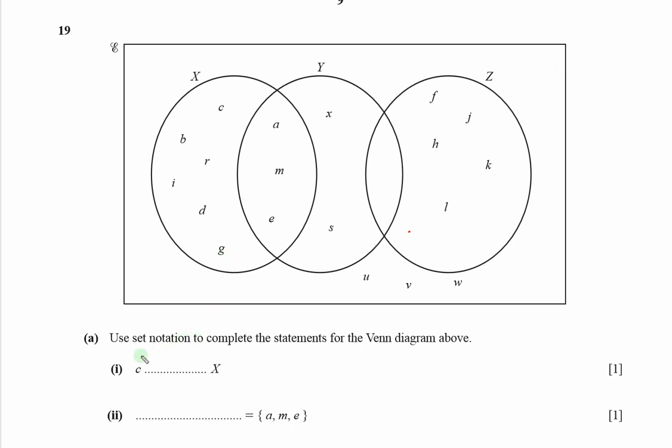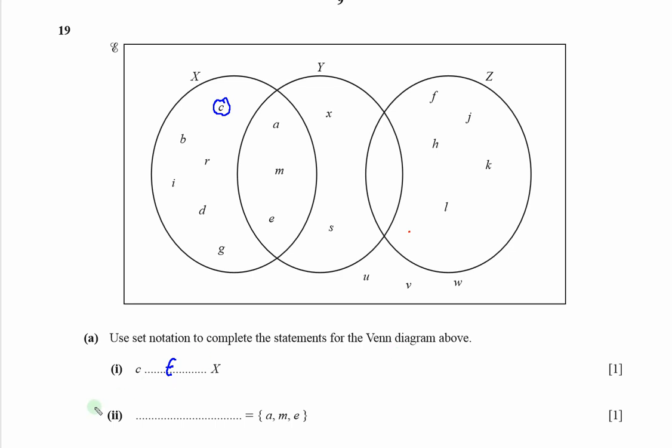Okay, now use set notation to complete this. C, where is C? Let's look for C. C is here, and then X is this. So C is an element of X. The symbol you use for elements of is this.